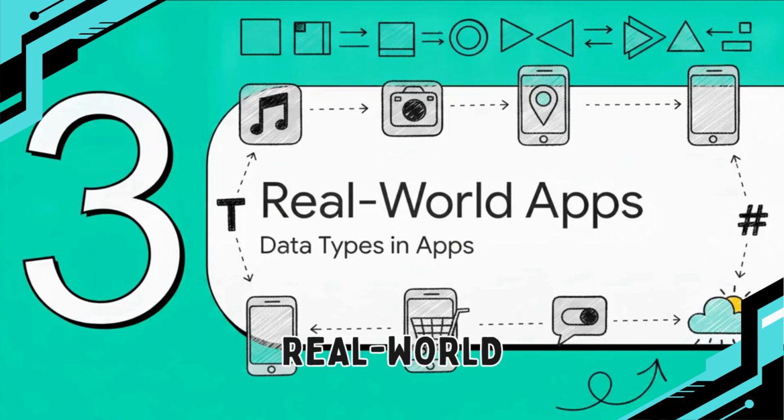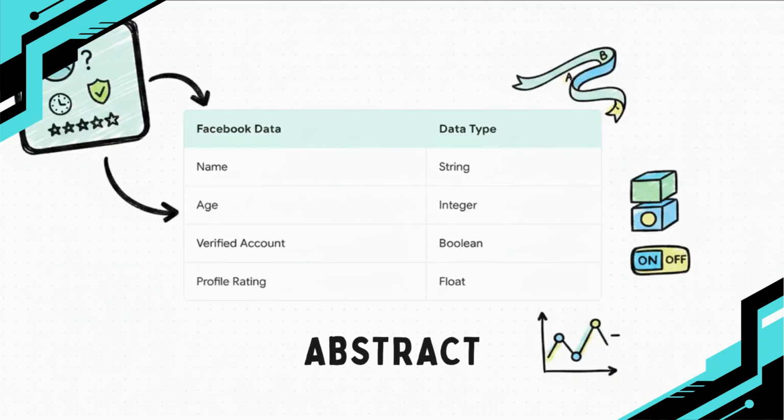Part 3, real-world applications. Let's see how your favorite apps actually use these data types. Let's ground all this abstract logic in some everyday utility. Think about how a complex social media profile on an app like Facebook breaks down perfectly into these exact logical data chunks. Your name? Well, that's just stored as a string of text. Your age? That's an integer, a whole number. Do you have a verified account with that little blue check mark? The computer doesn't see a badge, it just sees a Boolean, true or false. And a profile rating or algorithm score? That might be a float, like 4.8.